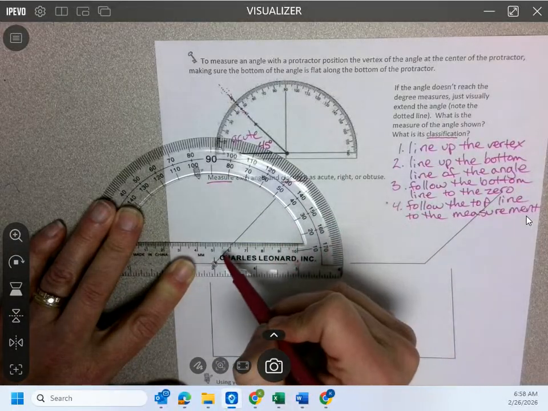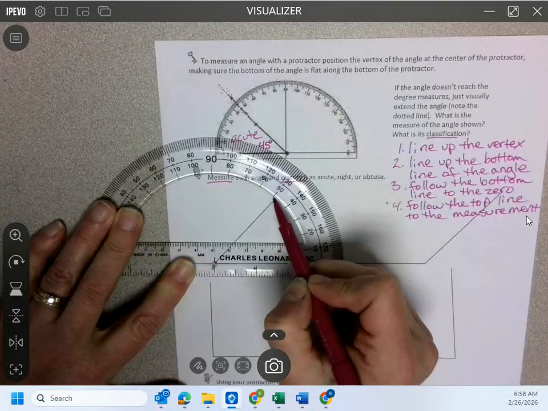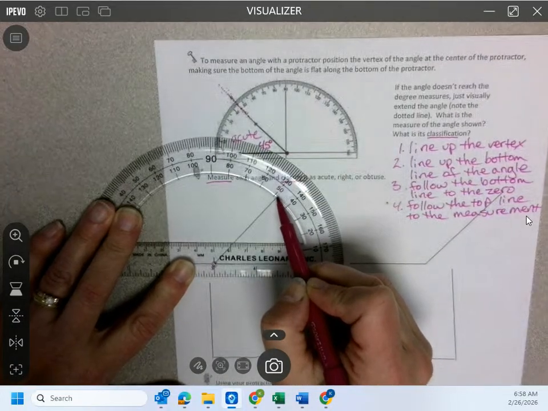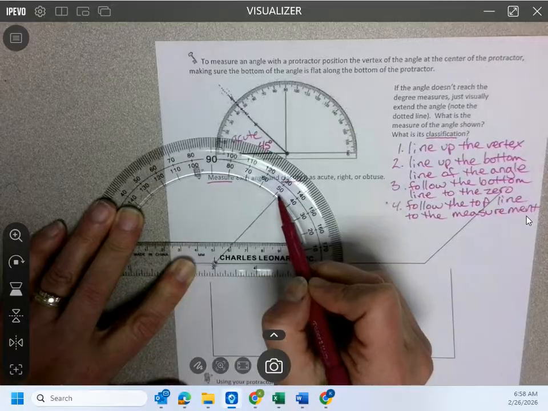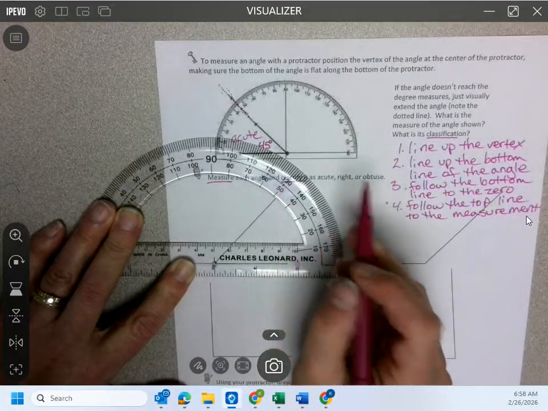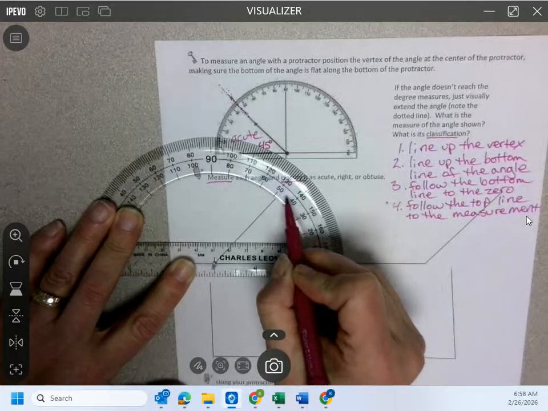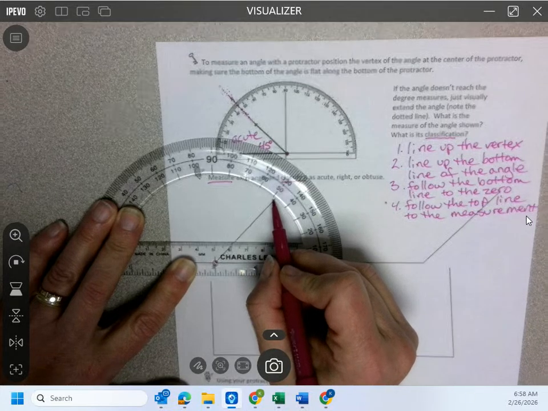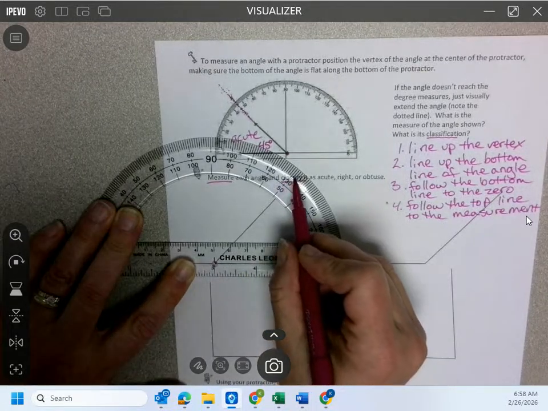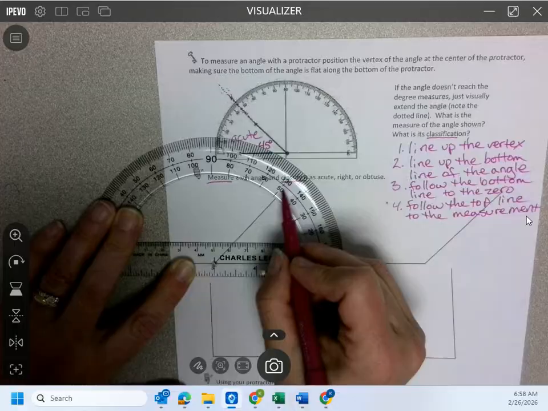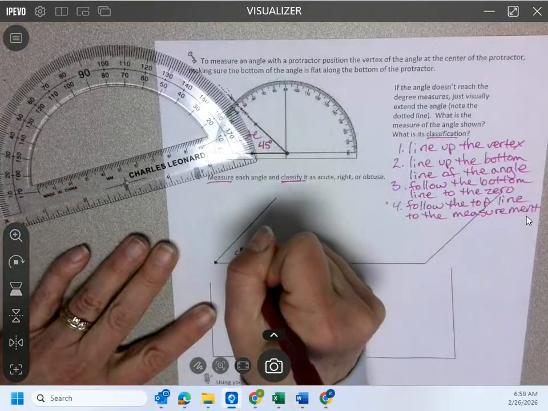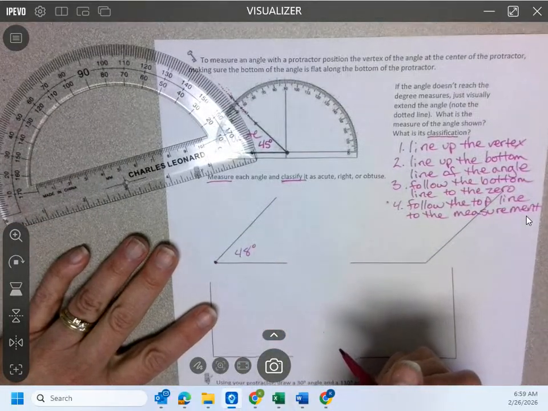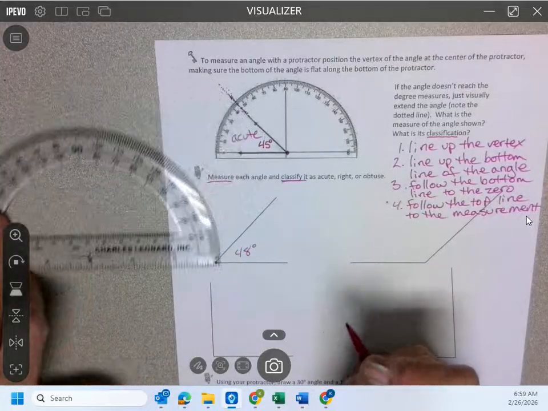Then our fourth step, I'm going to follow that up to where that top line hits the protractor, and I'm going to look at that measurement, 10, 20, 30, 40. I don't get to 50. I am below 50. So I would call that maybe 48 degrees. So I would accept 48, 49, maybe 47, 46, somewhere in that area.